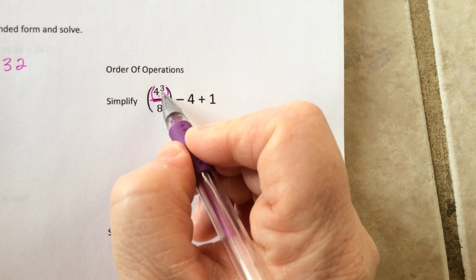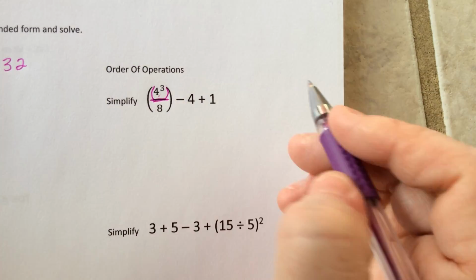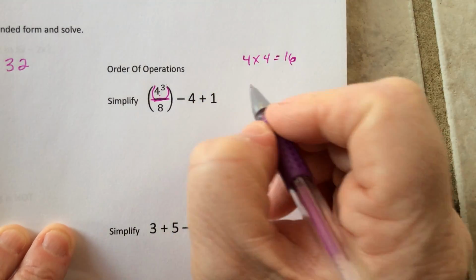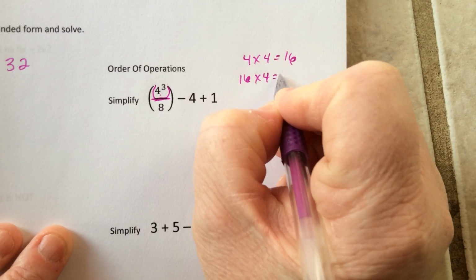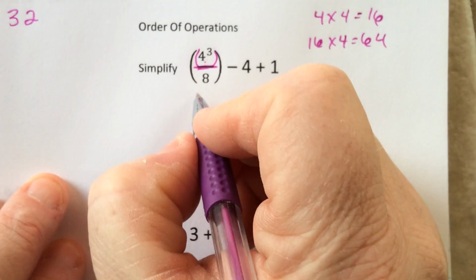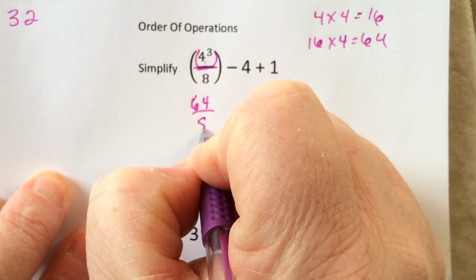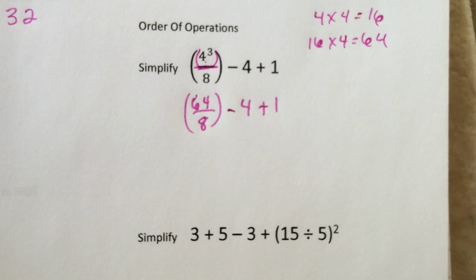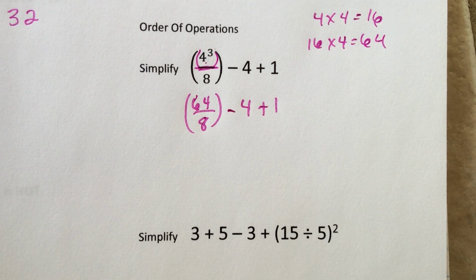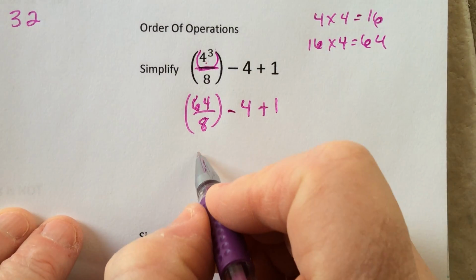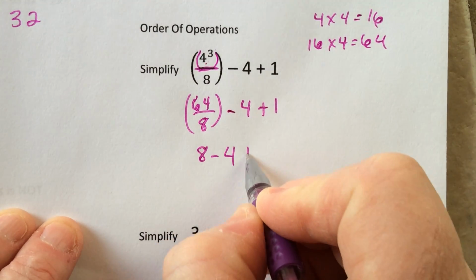So this means 4 times 4 times 4. Well, I know that 4 times 4 is 16, and 16 times 4 is 64. So I'm going to use that. Okay, so I'm going to say 64 over 8 minus 4 plus 1. Okay, now I have parentheses, and I have subtraction and addition. Well, I know my order of operations says I need to do parentheses first. So 64 divided by 8 then gives me 8 minus 4 plus 1.